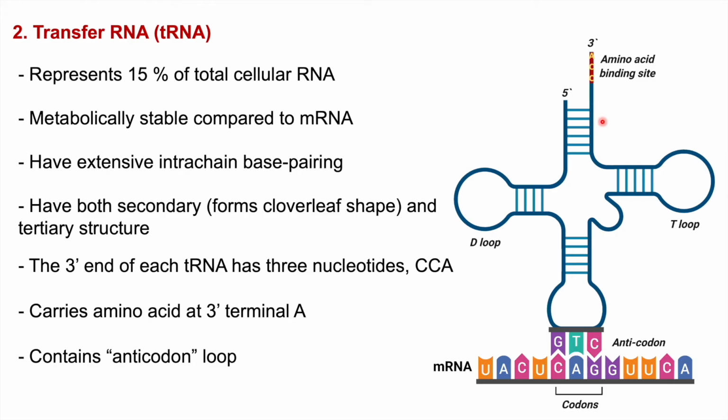And also there are 20 different amino acids, right? So there is basically one transfer RNA molecule for each of the 20 amino acids. Suppose this is tyrosine. Suppose tyrosine is attached to the adenine on the 3' end of the transfer RNA.